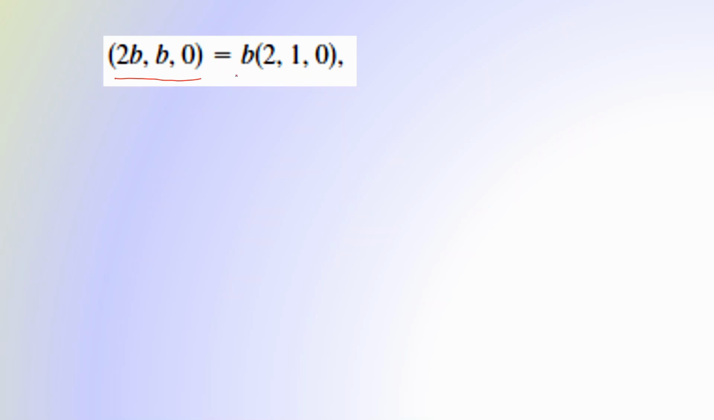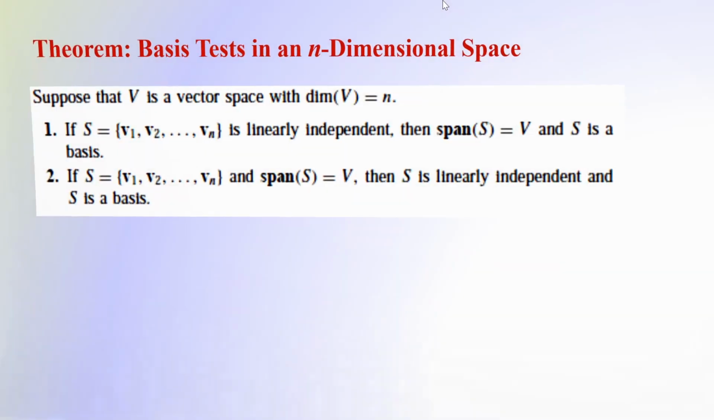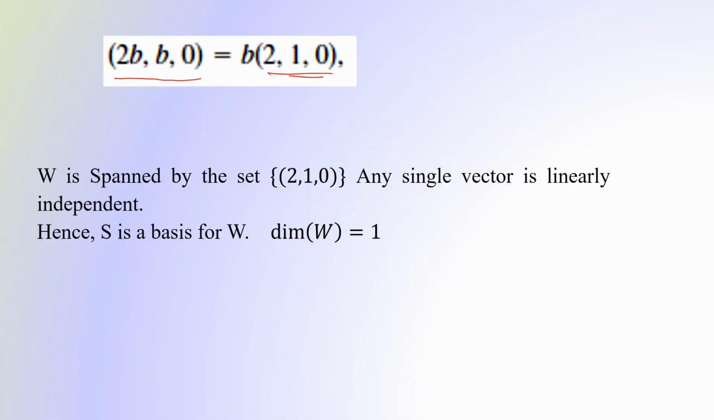Now, the second part B, it has the subspace. Taking B out, you can get only one vector. So therefore, this vector (2, 1, 0) will span the subspace W. Sorry, W is spanned by the set {(2, 1, 0)}. A singleton set is linearly independent if the vector is nonzero, so it is always linearly independent. Therefore it is a basis for W and it contains only one element. So the dimension of W is equal to 1.